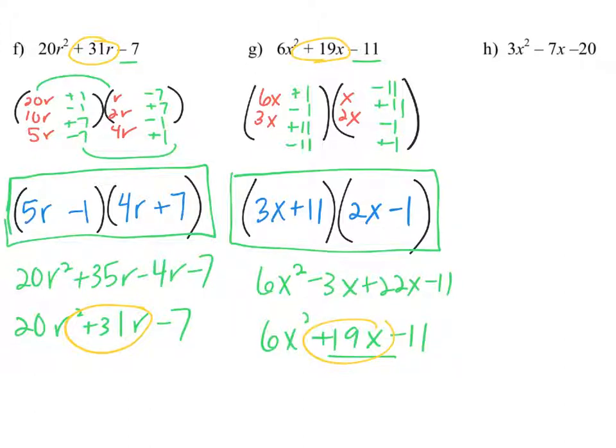In example H, we have 3x squared minus 7x minus 20. So we've got a lot of possibilities here. For 3x, you could have 3x and x, okay? And then for the minus 20, you could have a +1 and a -20, or a -1 and a +20. You could have plus or minus 2 times a plus or minus 10, a plus or minus 4, and a plus or minus 5. So again, quite a few possibilities. You want to find the one where the outer and the inner will give you the -7.